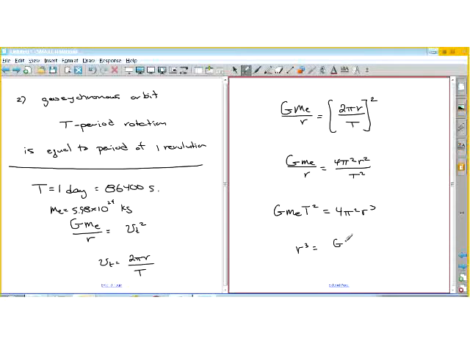And so R cubed is equal to G M sub E T squared divided by 4 pi squared. And then you can take the cube root of that to solve for the radius. And that is the distance from the center of the Earth, in this case, to the center of the satellite.